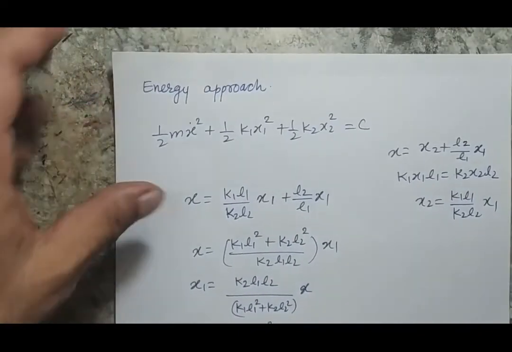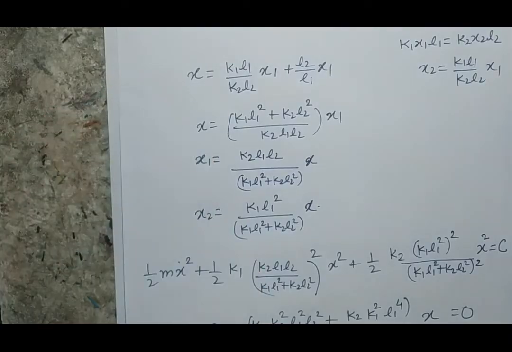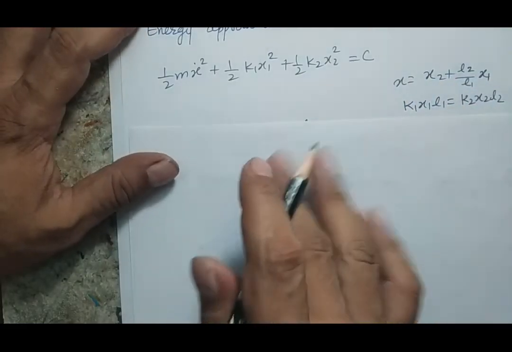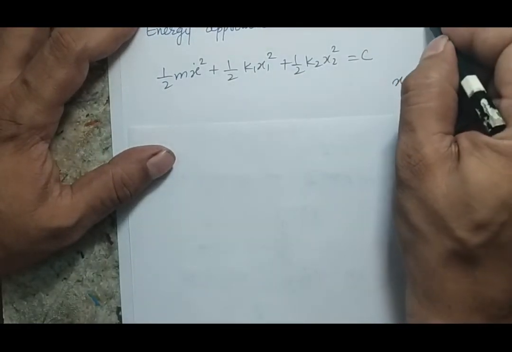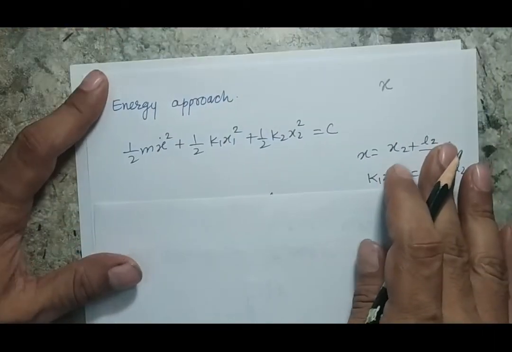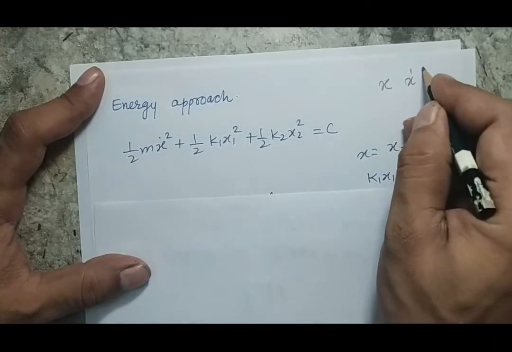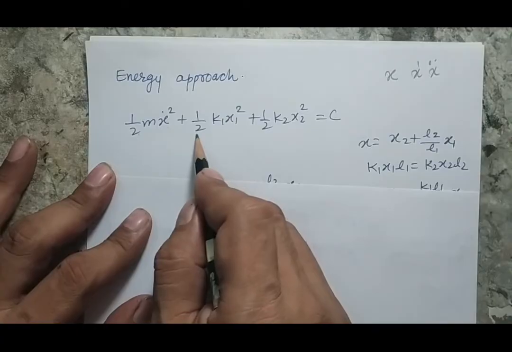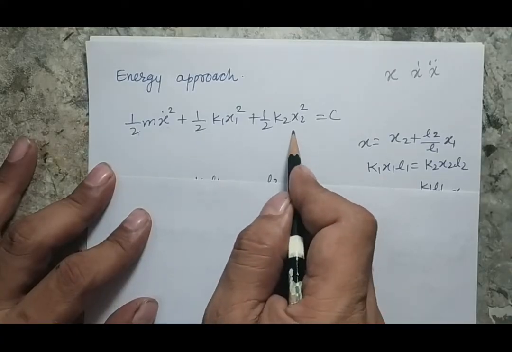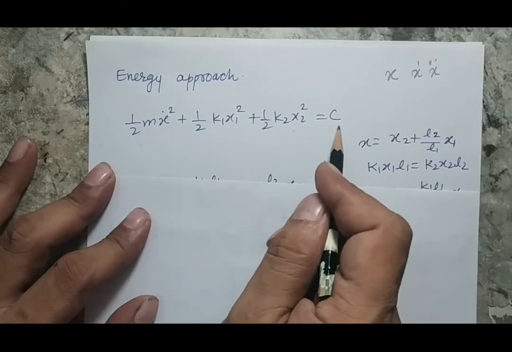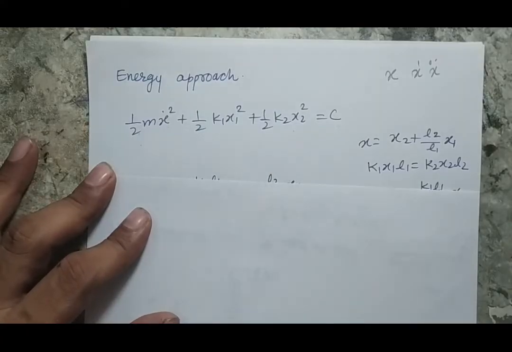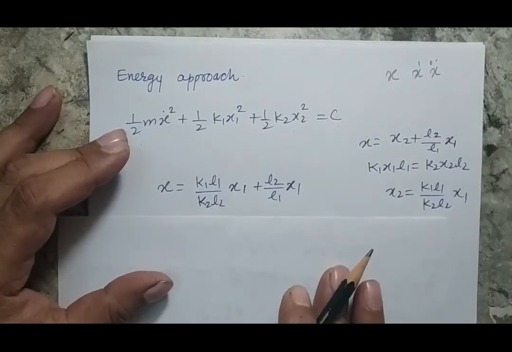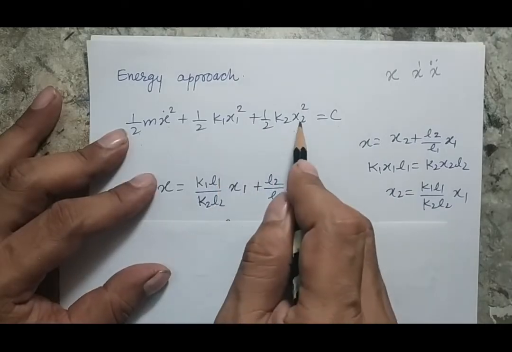So now I will write my energy approach. Here this is my energy equation, where this is the total energy. I am assuming that the mass is moving, and at that moment the mass has moved by a displacement x. The velocity of the mass is x dot and the acceleration is x double dot. So this is the expression for the total energy: half m x dot square plus potential energy in spring 1 and potential energy in spring 2. Now this will be a constant quantity because total energy remains conserved. If I differentiate this term, I will get the governing equation. But before I differentiate, I should replace x1 and x2 in terms of x.